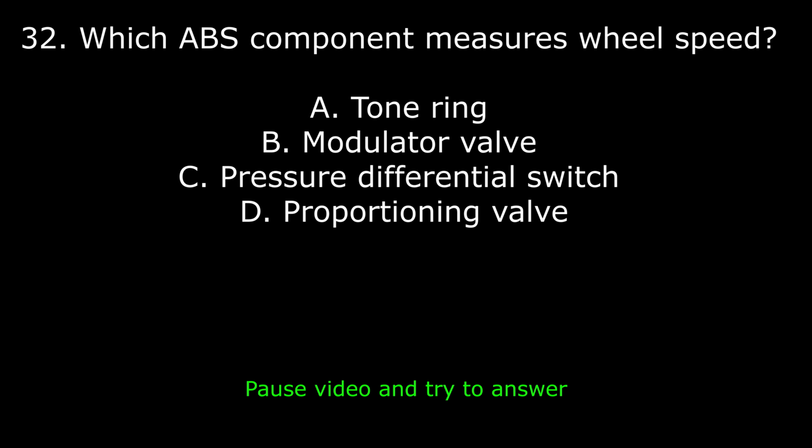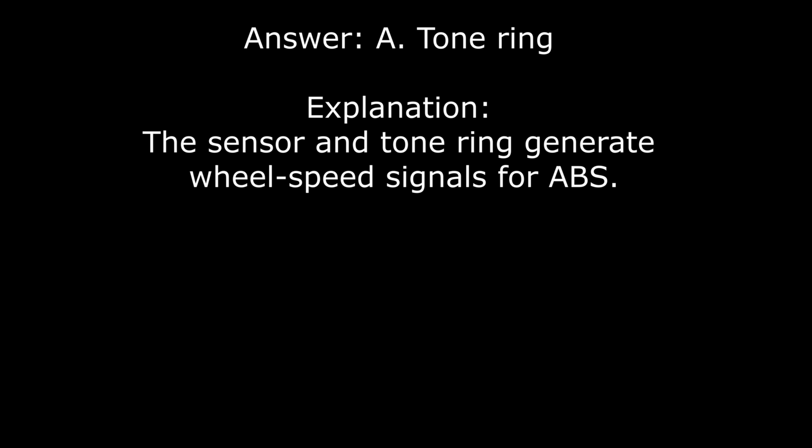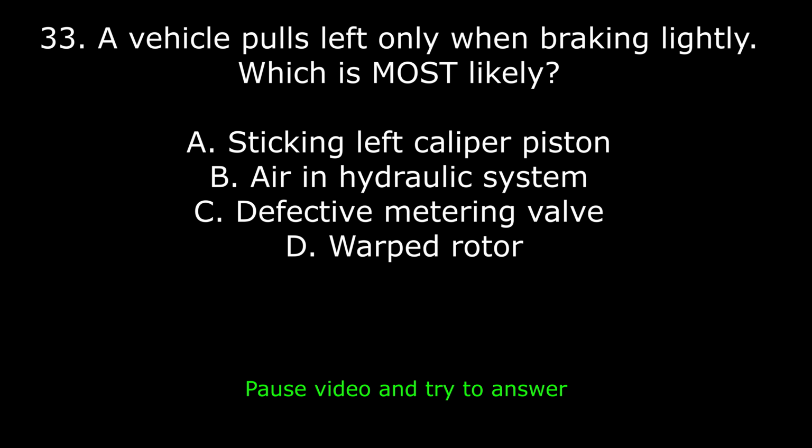32. Which ABS component measures wheel speed? A. Tone ring. B. Modulator valve. C. Pressure differential switch. D. Proportioning valve. Answer: A. Tone ring. Explanation: the sensor and tone ring generate wheel speed signals for ABS. 33.